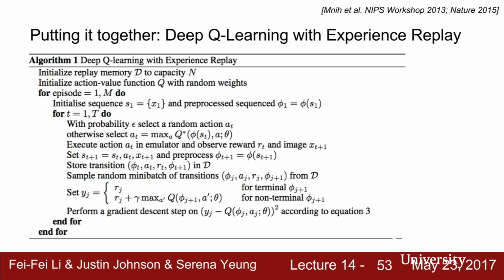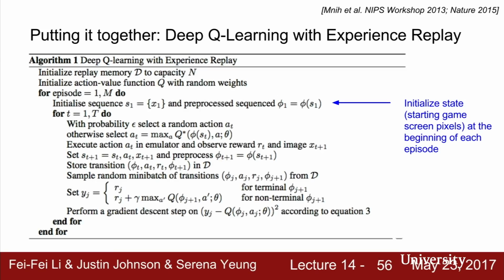Okay, so let's put this all together and look at the full algorithm for deep Q learning with experience replay. We're going to start off by initializing our replay memory to some capacity that we choose, N, and we're also going to initialize our Q network with random or initial weights. And then we're going to play M episodes or full games. This is going to be our training episodes.